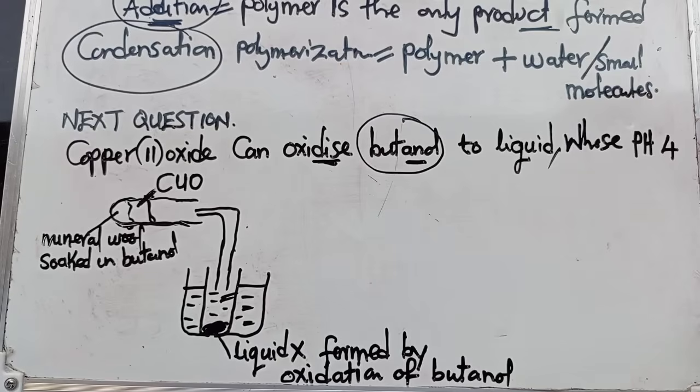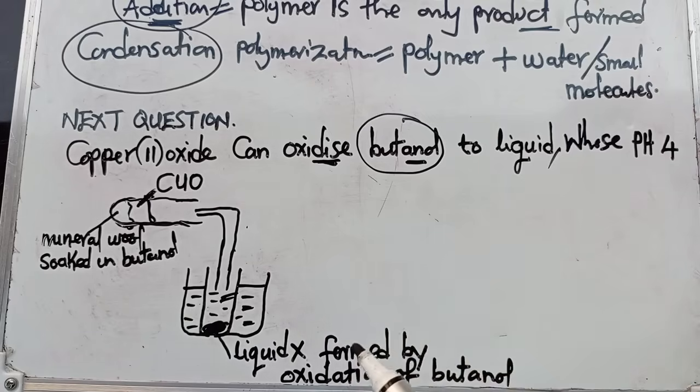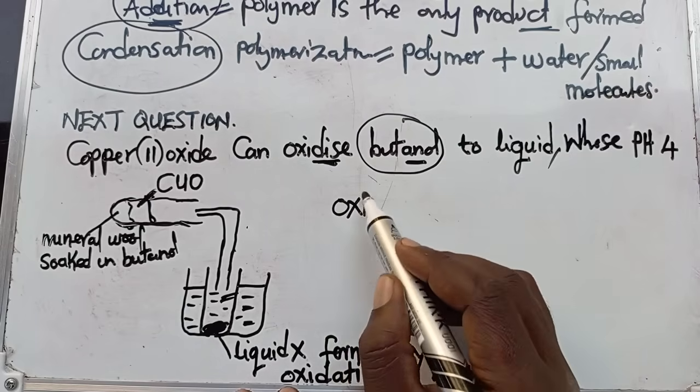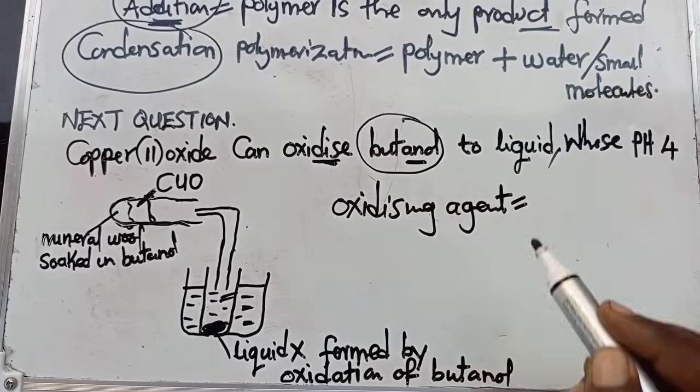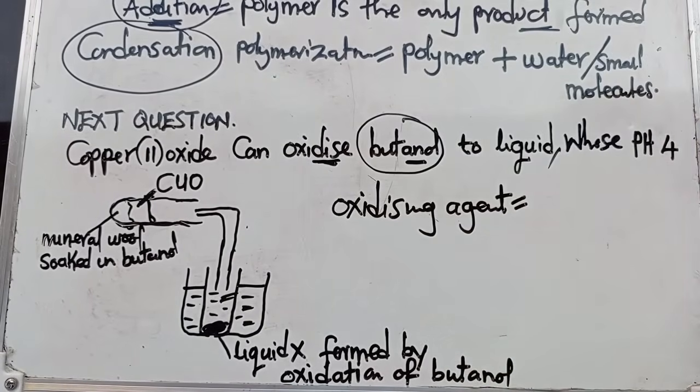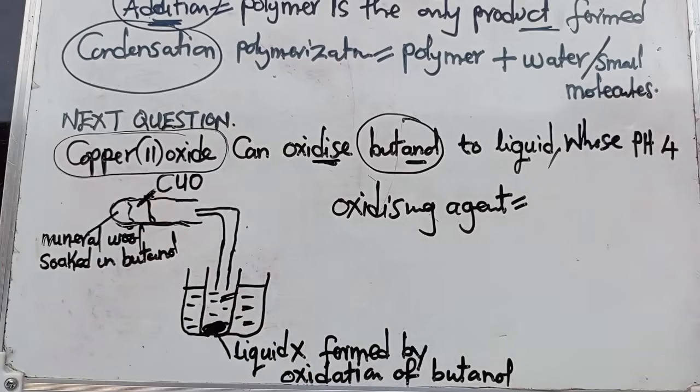The first question may ask you to give another reagent that can oxidize butanol. So they may ask you to give another oxidizing agent, another reagent that can oxidize an alcohol. So oxidizing agents here, one of which is this one. You've already known this one, and that other one that you already know, so you can put what?